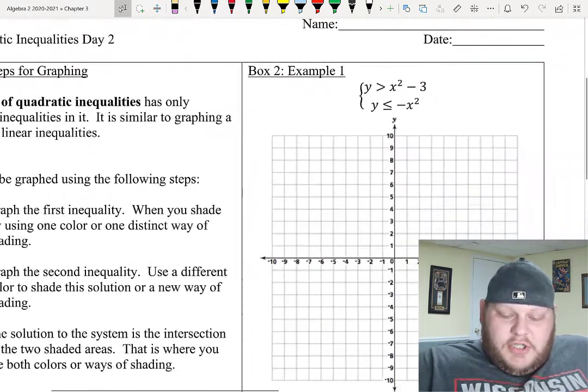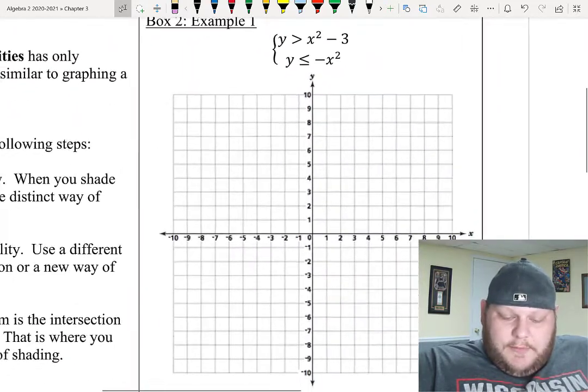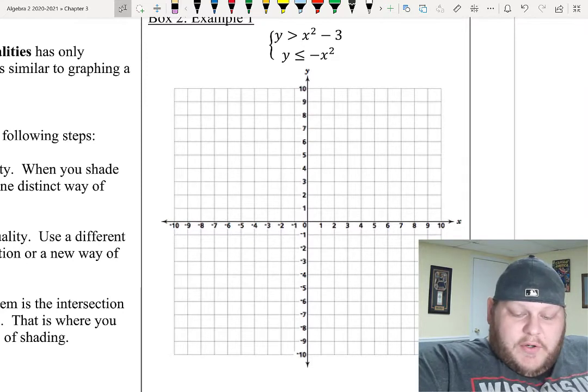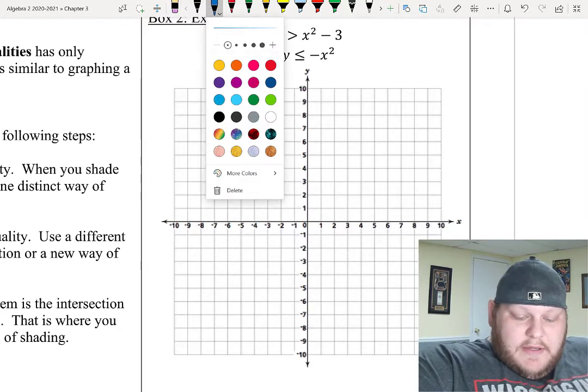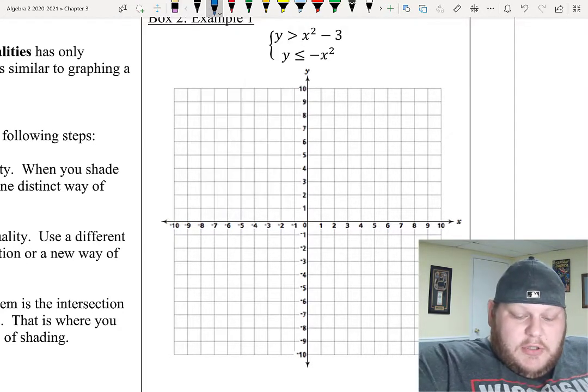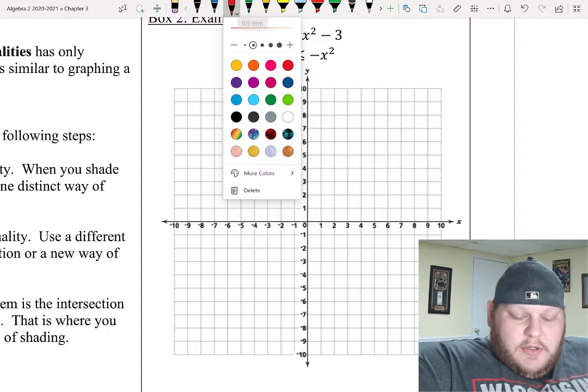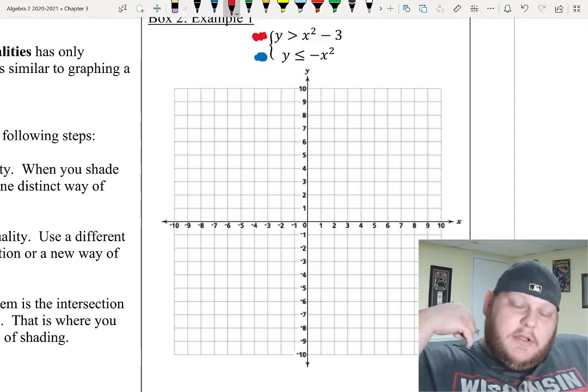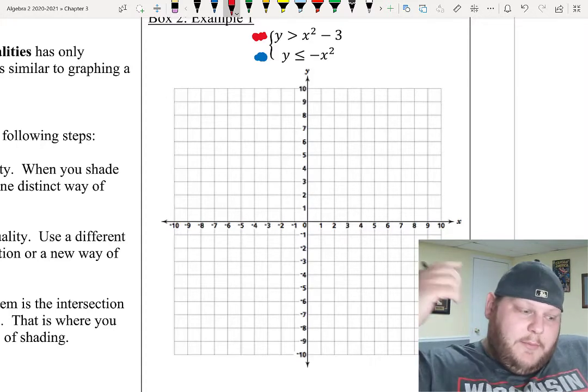All right, so let's jump right into one of these. Example number 1. For both of these, I'm going to start the first time around by graphing these and showing you what it looks like in two different colors, kind of how I handle this. I'm going to use blue for my bottom one, and then I'm going to use red for my top graph. So let's go ahead and start with the top one since I've got red pulled up here.